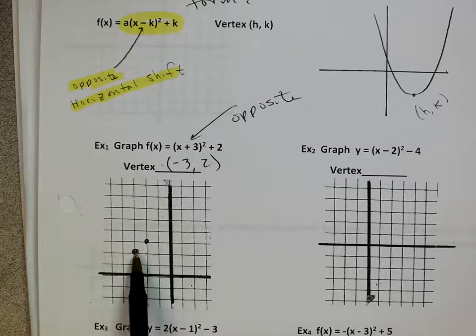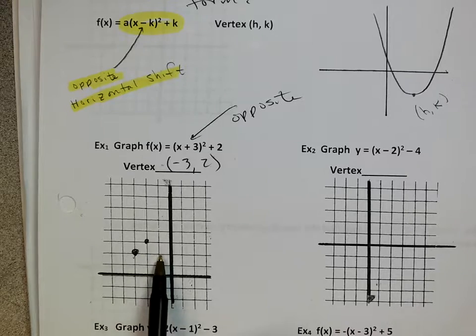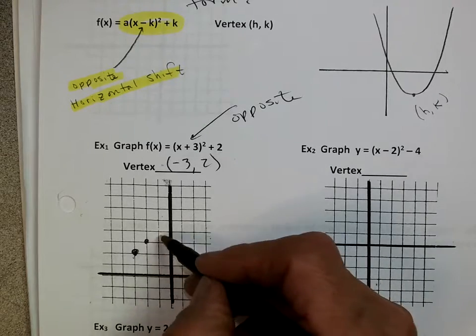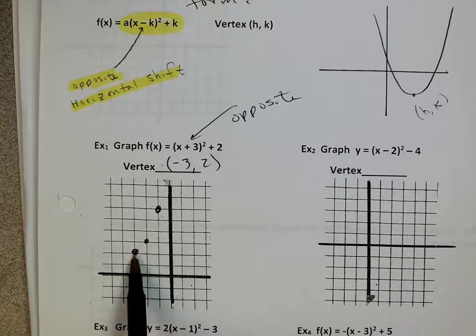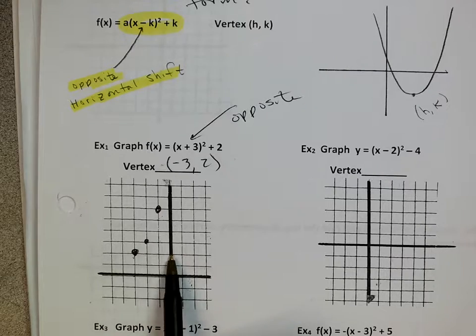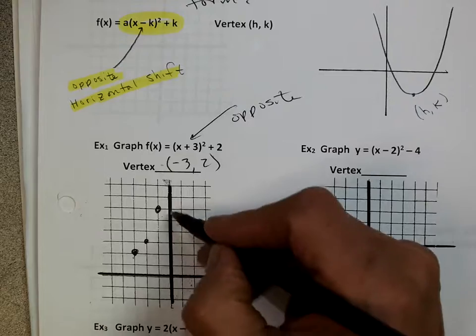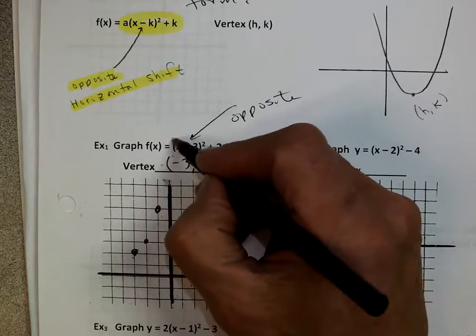We go back to the vertex, which is the lowest point. If I go over 1, 2, 2 squared is 4. 1, 2, 3, 4. I go back to the vertex. I go over 1, 2, 3, and 3 squared is 9. Now, 9 is going to be off my graph, but I'm going to find it anyway. I'm going to estimate 1, 2, 3, 4, 5, 6, 7, 8, 9. I'm just going to estimate up here.